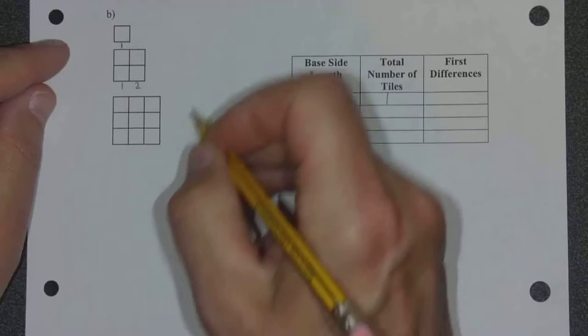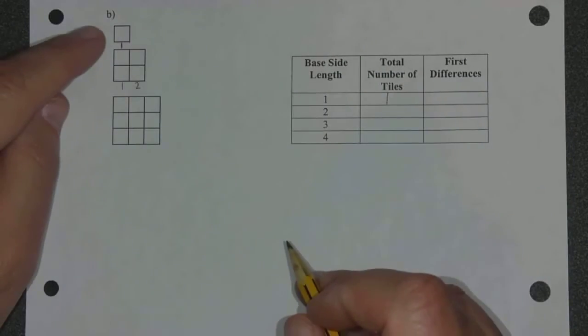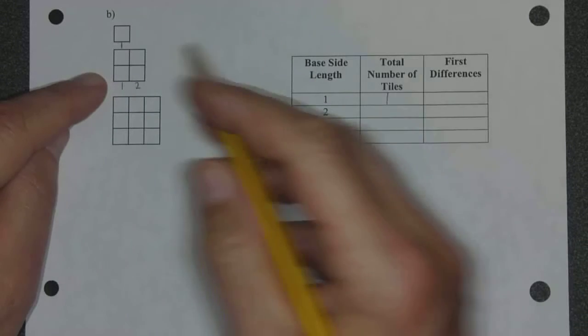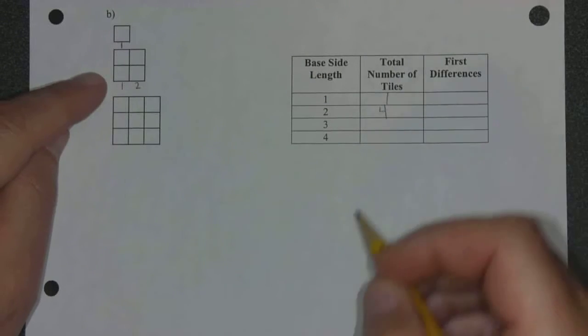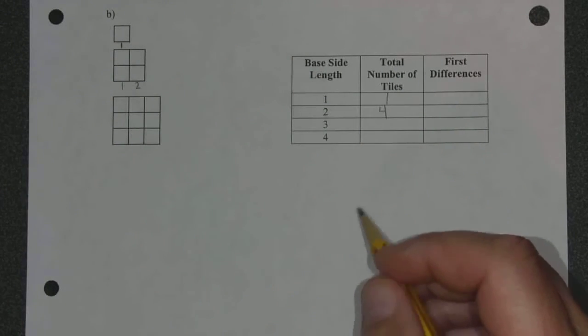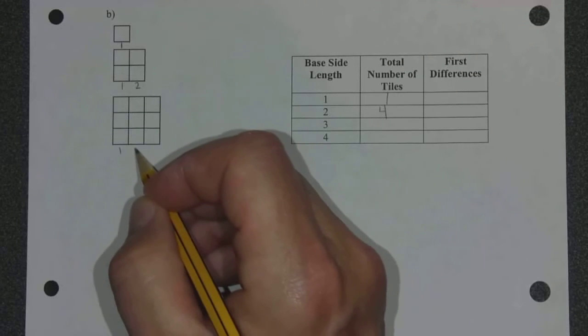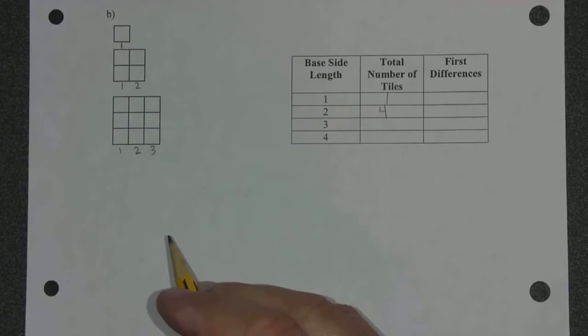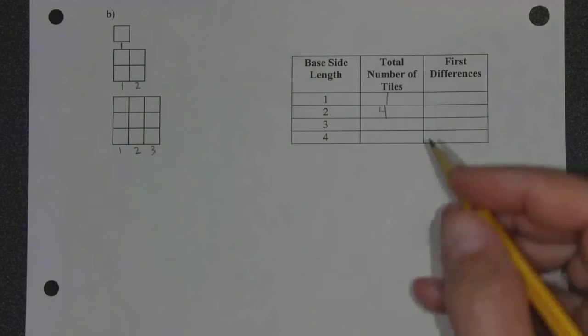Okay, these are like ceramic tiles, let's say in your kitchen or whatever. If you have a base length of 2, you have 4 tiles. If you have a base length of 3, how many tiles? 9.